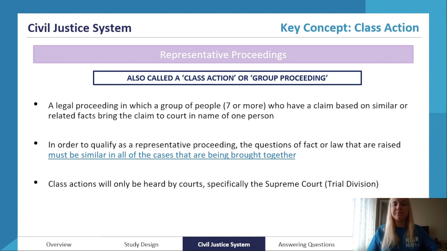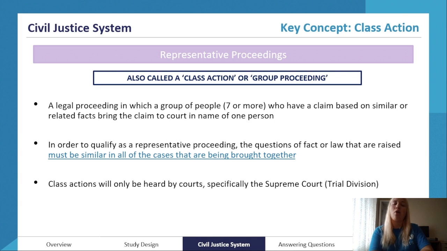Another key concept that you'll learn about is called a class action, or also referred to as representative proceedings. There are a few different ways you can refer to them, but class action is the most succinct, quick, and it makes sense as well. We would have all heard the term class action at some point. You'll need to be able to detail representative proceedings and use them for a bit of questions as well.